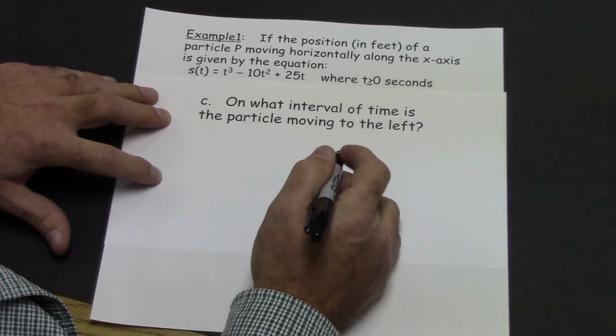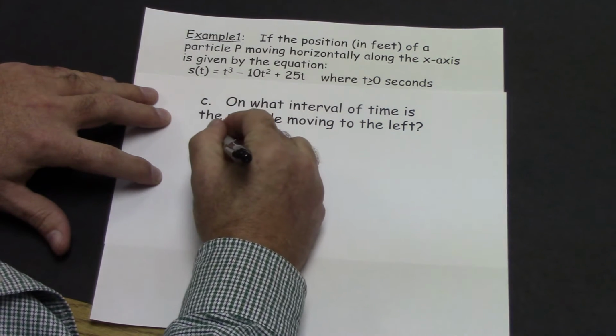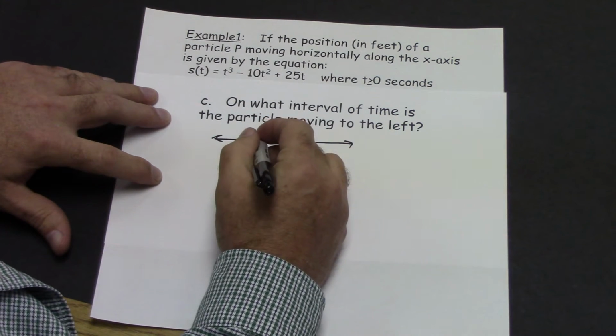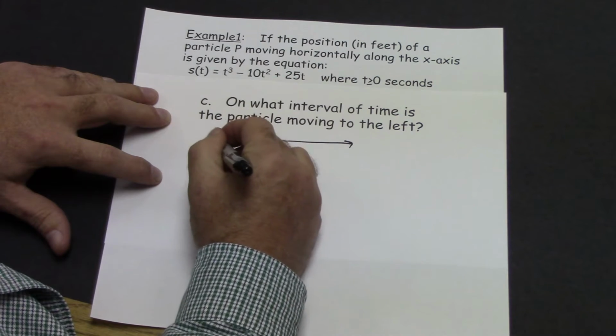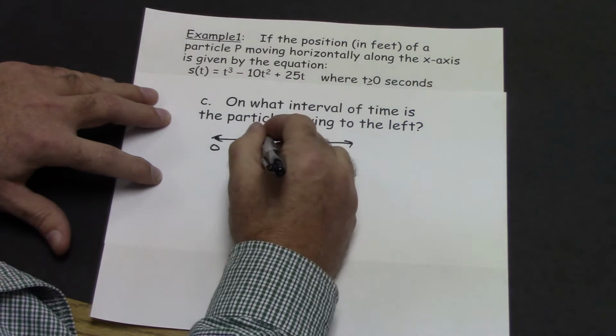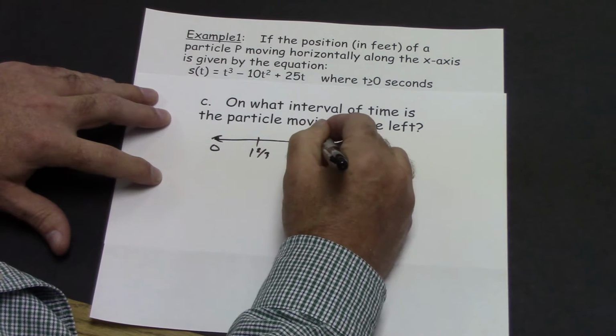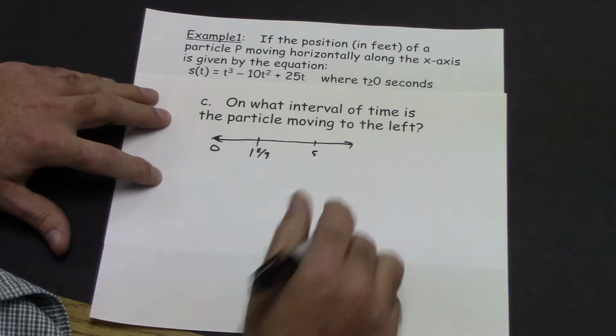So it's moving to the left. Let's do a little number line graph, if you will. This will be at 0. Let's put the 1 2/3 here. Let's put 5 on our number line here.